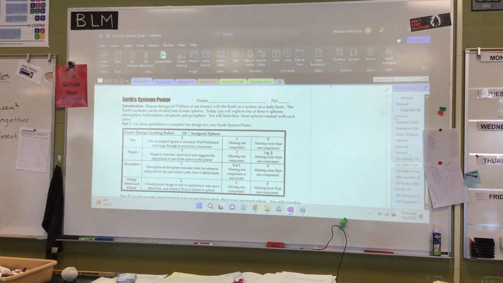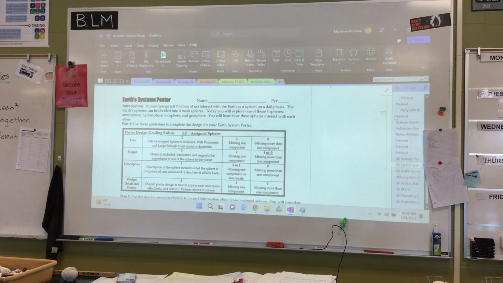I'm going to count you off by 8s. You, my dear, are number 1, 2, 3, 4, 5, 6, 7, 8. 1, 2, 3, 4, 5, 6, 7, 8, 1. So my 1s are going to be at table 1. My 1s are going to be geosphere. My 2s at table 2 are going to be atmosphere. My 3s at table 3 are going to be hydrosphere. My 4s at table 4 are going to be biosphere.